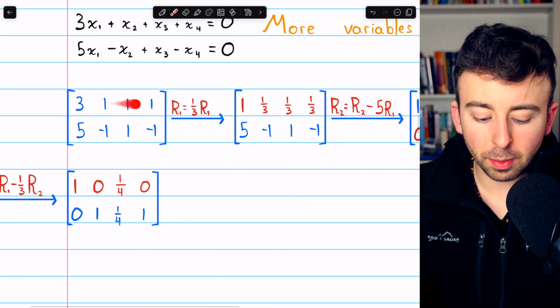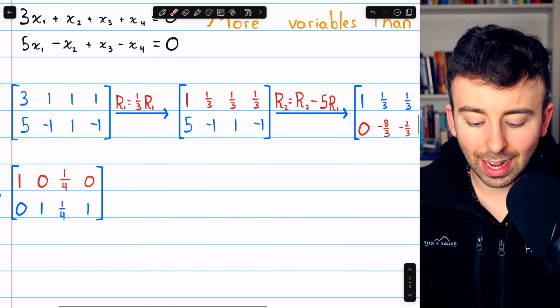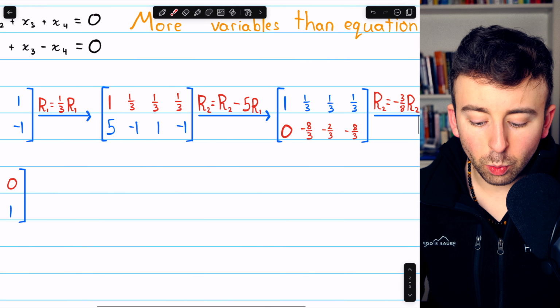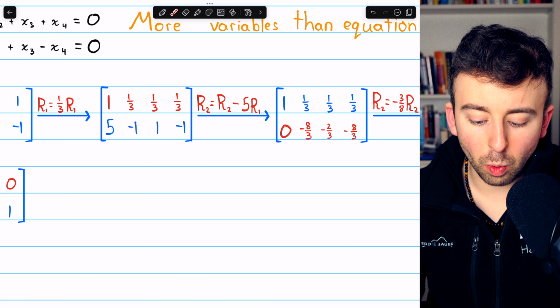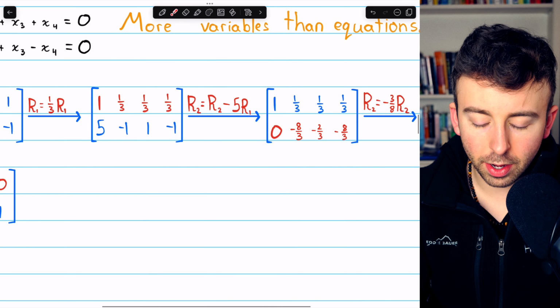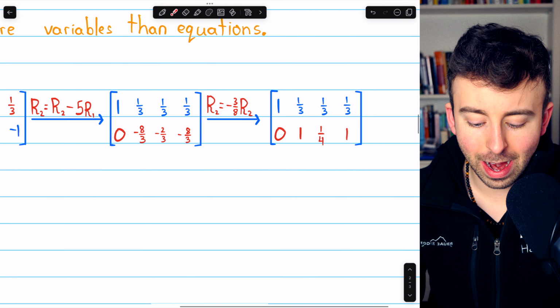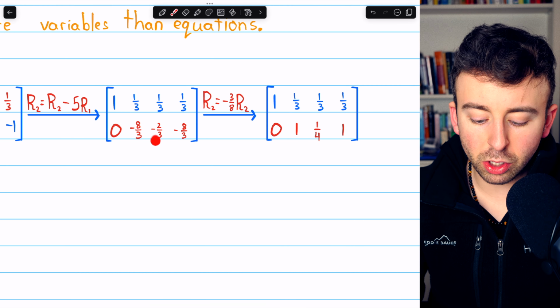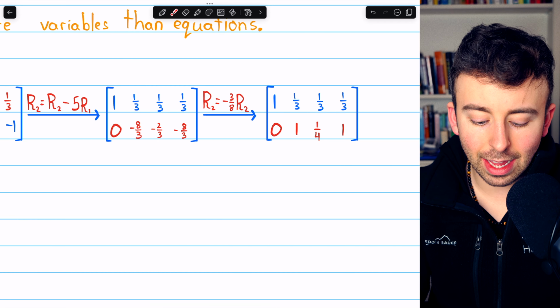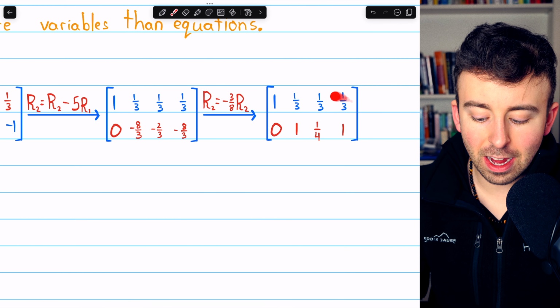We begin by multiplying row 1 by a third to change the leading entry to 1. That gets us here. Then we subtract 5 copies of row 1 from row 2 in order to get a 0 below the leading 1. That gets us here. Obviously, you've got to be careful with all these fractions running around. Then we would multiply row 2 by negative 3 over 8 in order to turn its leading entry to a 1. And that gets us here.